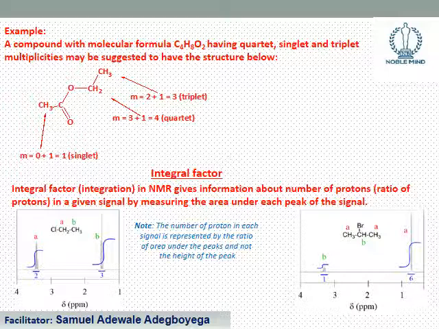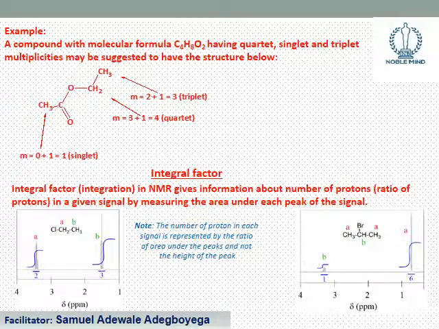That is quartet. And we have CH3 as a signal that will be split by the 2 protons on the CH2 as well. So we have multiplicity equal to 2 plus 1, which is equal to 3, that gives you triplet.